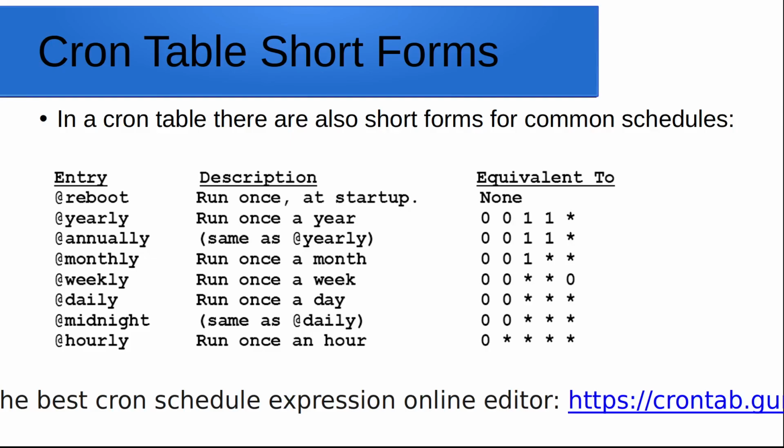@monthly will run on the 1st of the month, every month at midnight. @weekly will run once a week on Sunday. @daily runs every single day at midnight. So Sunday at midnight for weekly, every day at midnight for daily. You could also use @midnight, which does the same thing as daily. And @hourly runs once an hour. So instead of your 5 number or character field, you just stick one of those in and you're good to go.